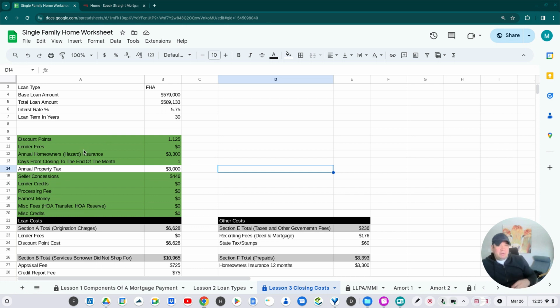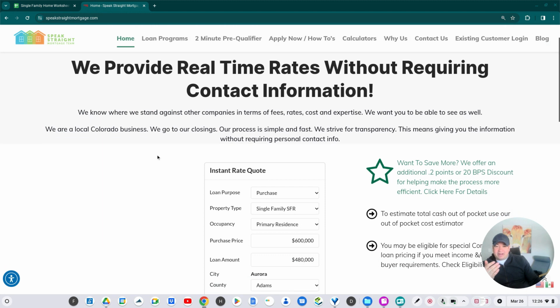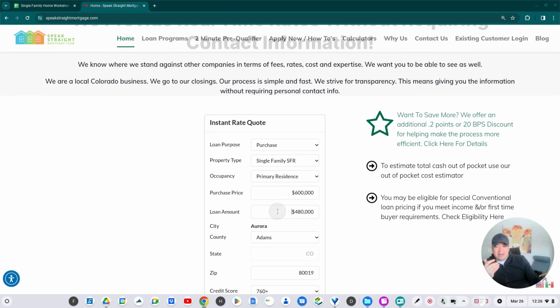So now we're going to get into what we need to enter, what those things mean, and how they influence closing costs. Start out with discount points. Discount points are what you pay to reduce the interest rate up front. You don't need to pay discount points, but the easiest way for me to explain this is to go on our website, speakstraightmortgage.com. We give live rates, and we give the cost in points, so it's easy to calculate.